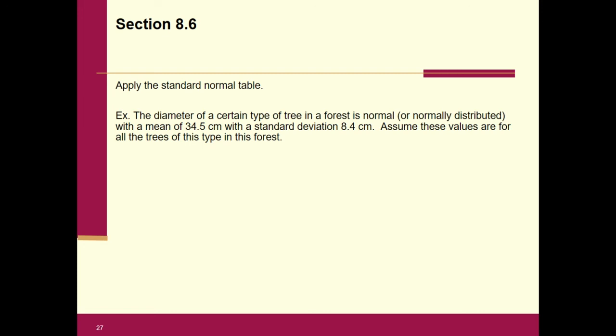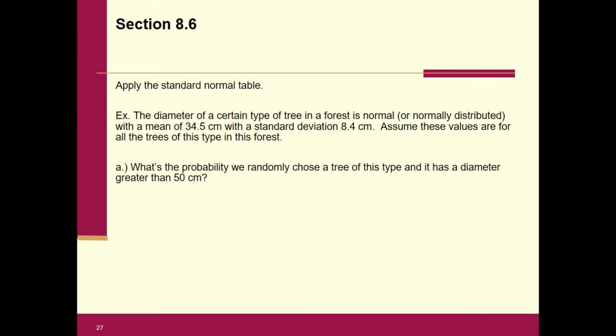It says here that it has a mean of 34.5 with a standard deviation of 8.4 centimeters. It says, assume these values are for all the trees of this type in the forest. So that's for the entire population. And the question says, what's the probability that we randomly choose a tree of this type and it has a diameter greater than 50 centimeters?